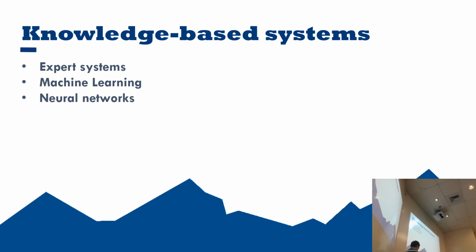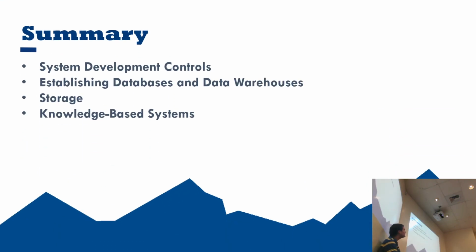Machine learning is going to be semi-autonomous modeling of stuff to basically find outcomes. And then, of course, neural networks are going to be how the outcomes are found. It's found in a neural net, which is similar to how people believe a brain works. All right? So, just to wrap stuff up, we talked about system development controls, establishing databases and data warehouses, storage, as well as knowledge-based systems.